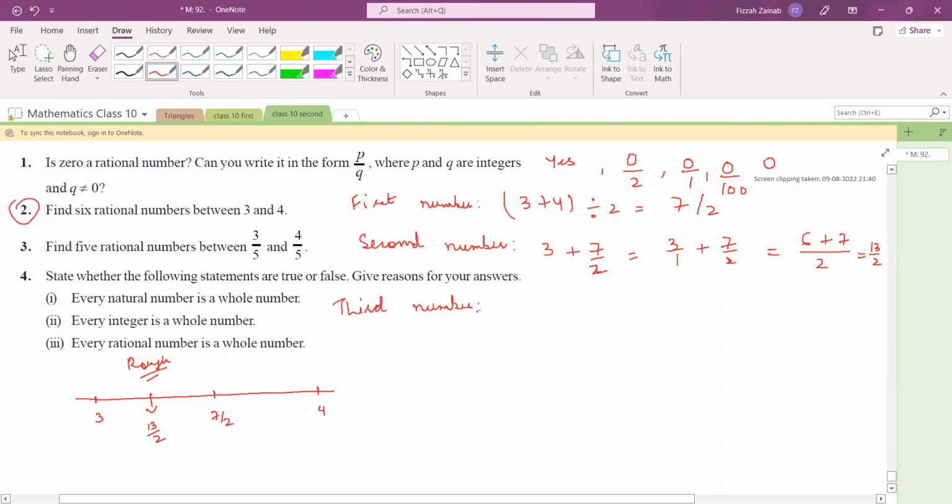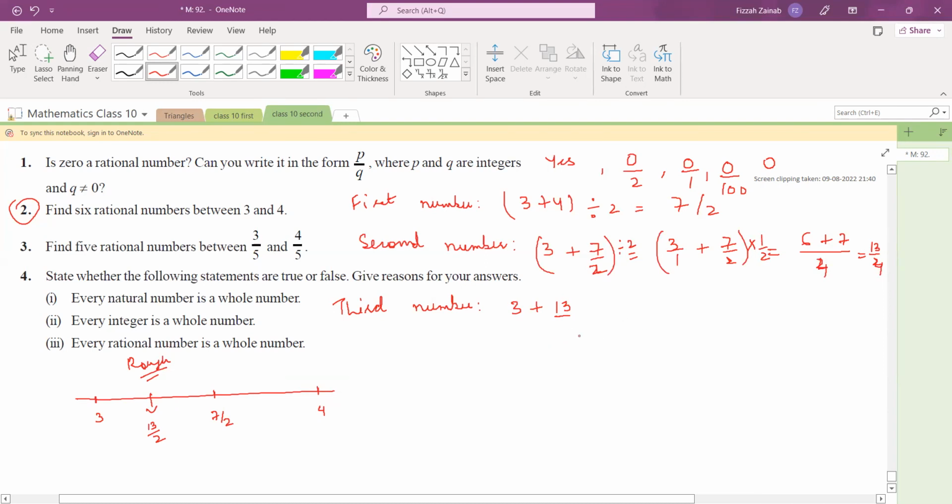Now the third number I want to find. I can add 3 plus 13 by 2 again, right? So 3 plus 13. One mistake I have made: I have not divided this by 2, right? So into 1 by 2. Ultimately you will get 13 by 4, right, if you do your calculation. Clear? You have to divide by 2 also.